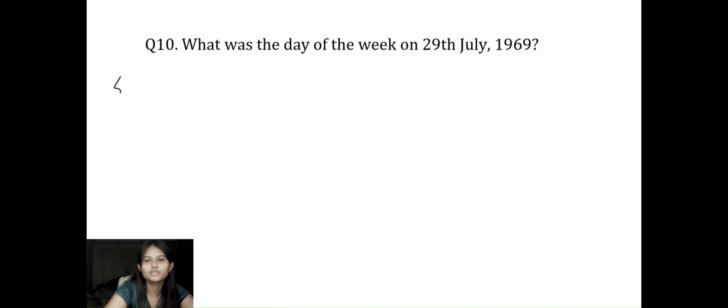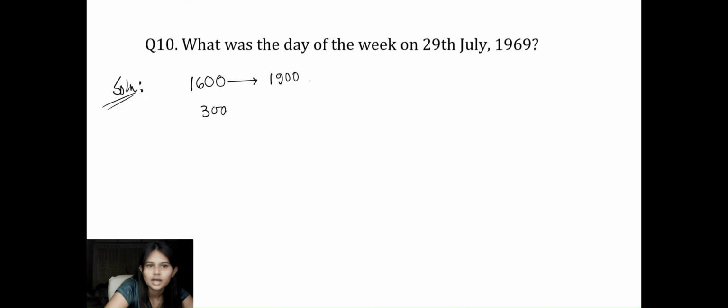Okay, what was the day of the week on 29th July 1969? So I know the last reference date as 1600. I know from 1600 till 1900. You have to do it very systematically, otherwise you won't be able to do it. So 1600 to 1900, I have 300 years. 300 years means I have 1 odd day, as we calculated back then, 15 odd days. So 15 gives me a remainder of 1 odd day. So I have 1 odd day from here.